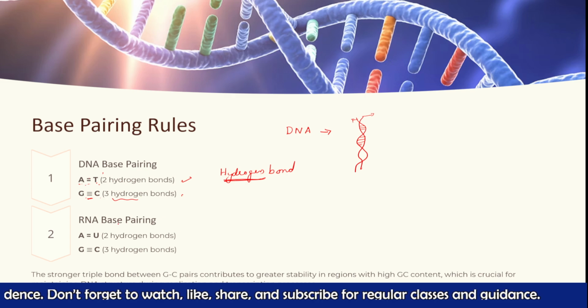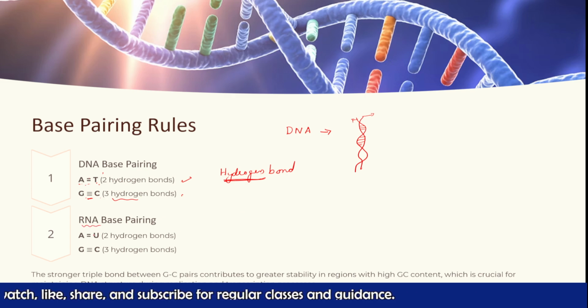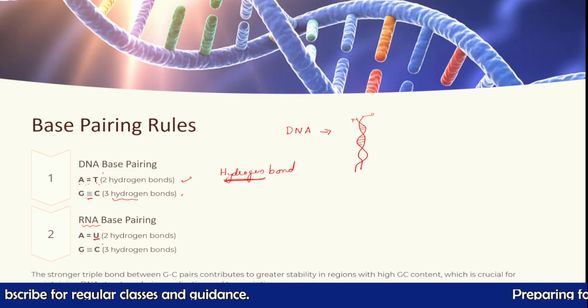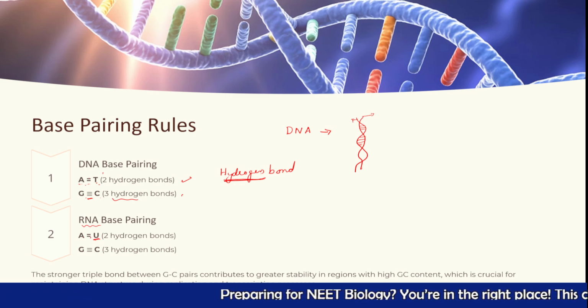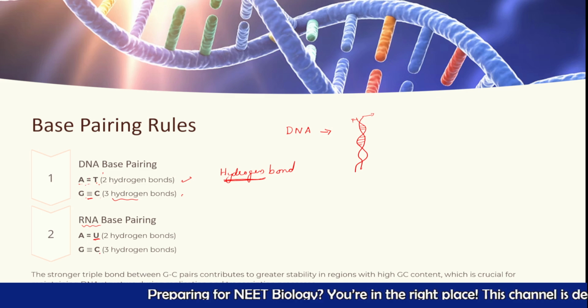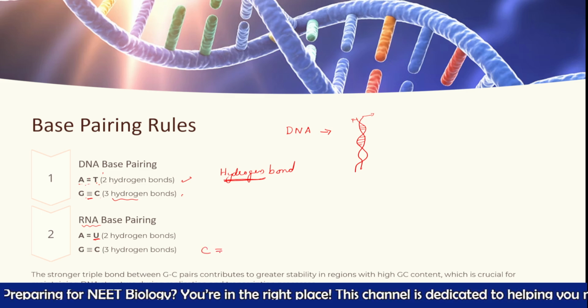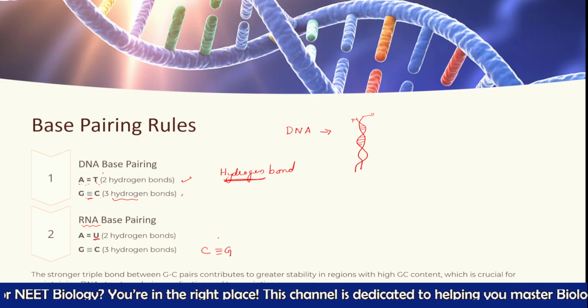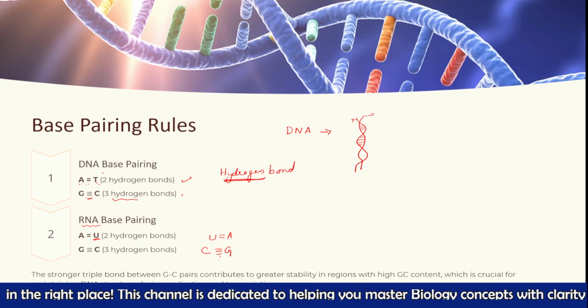So when coming to the nucleic acid RNA base pairing, there is no thymine. So instead of thymine, what is there? Thymine is replaced by uracil here. So adenine pairs with the uracil with the help of two hydrogen bonds. Guanine pairs with the cytosine with the help of three hydrogen bonds. Otherwise, vice versa: cytosine to guanine, uracil to adenine. So two hydrogen bonds, three hydrogen bonds.